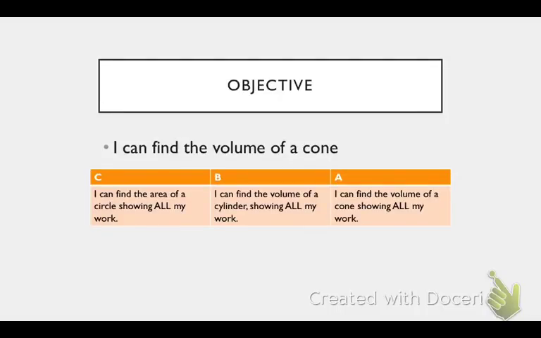All right, the objective of this video is I can find the volume of a cone. Showing all of your work, substituting numbers in, and finding the volume is your level A.